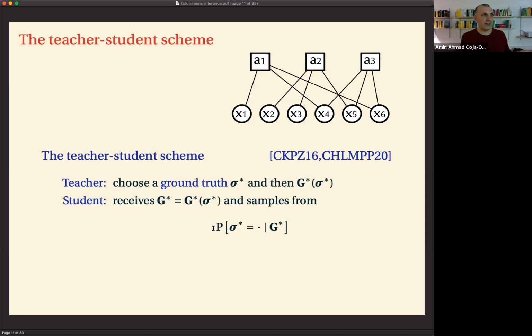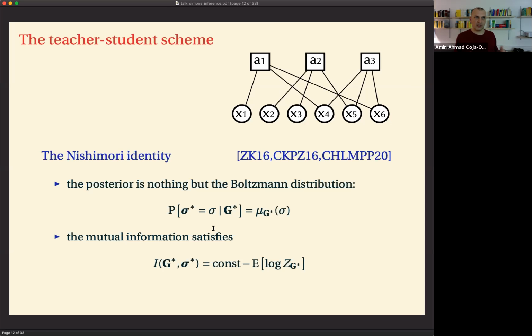And so the nice feature about this posterior distribution is something that I call the Nishimori identity, which is specifically that the posterior of sigma star is nothing but the Boltzmann distribution. So in other words, the student's problem is to get a handle on the Boltzmann distribution of this planted random graph G star. And in particular, a quantity that is of fundamental interest in this context is the mutual information, which is the information-theoretic potential that basically tells you how much you can learn about the ground truth.